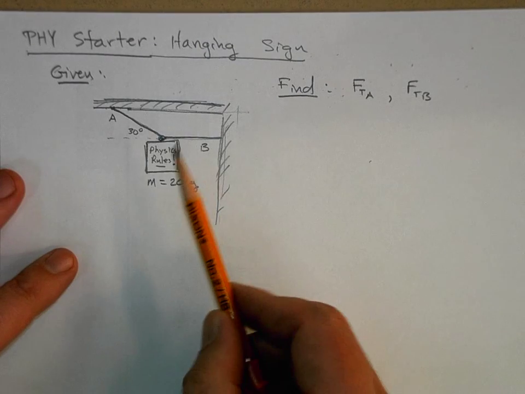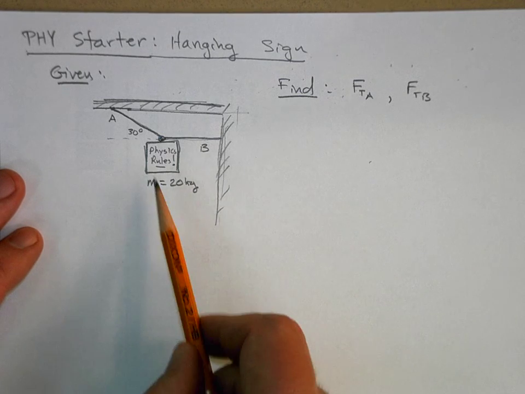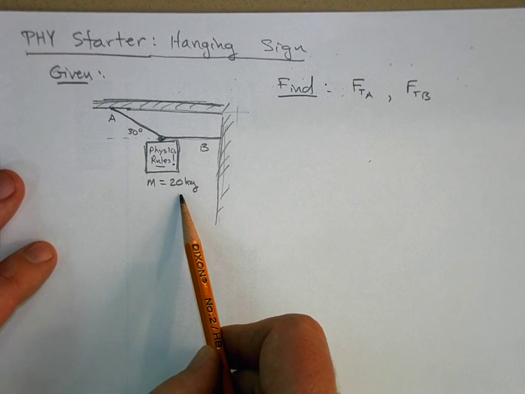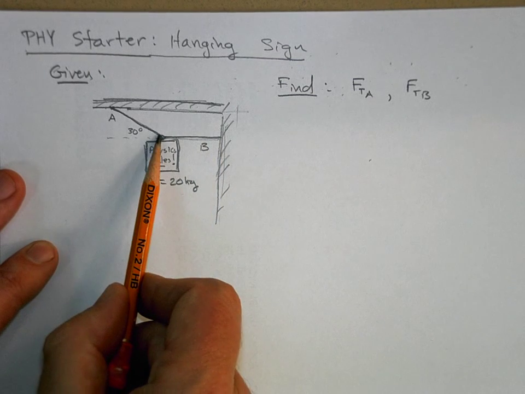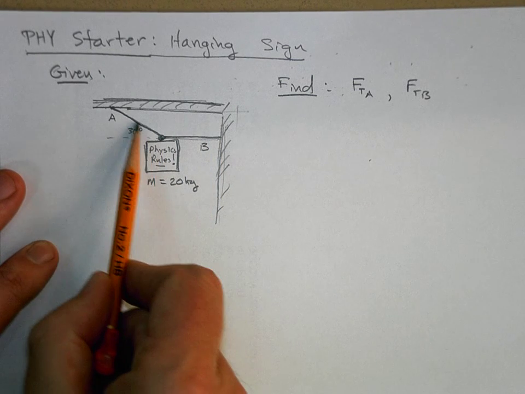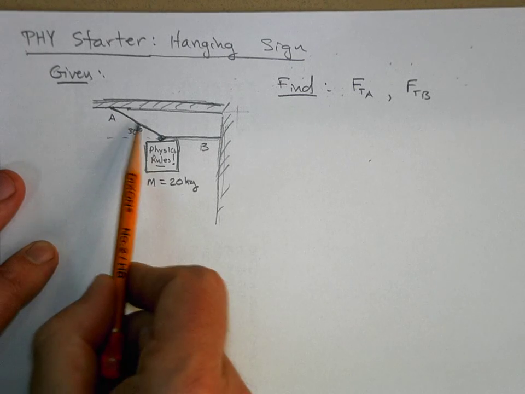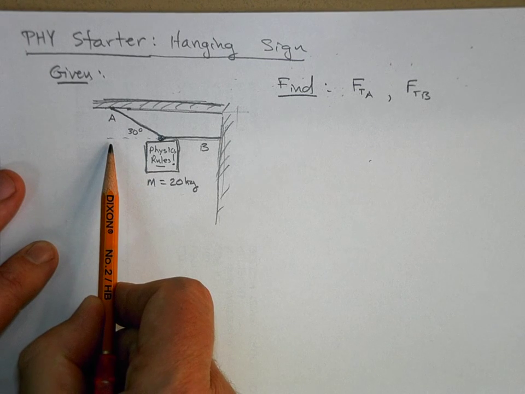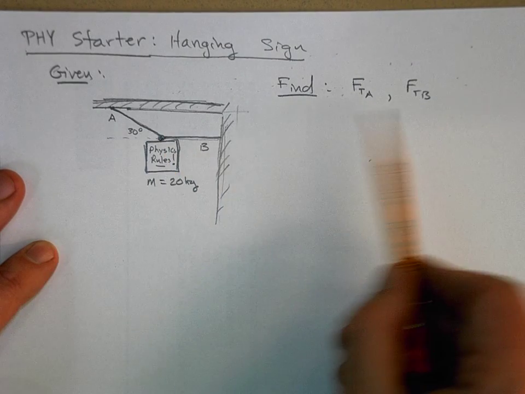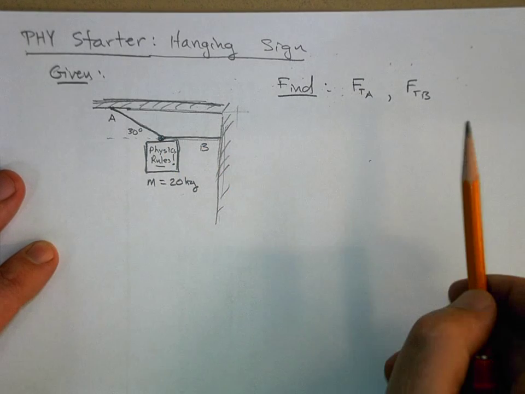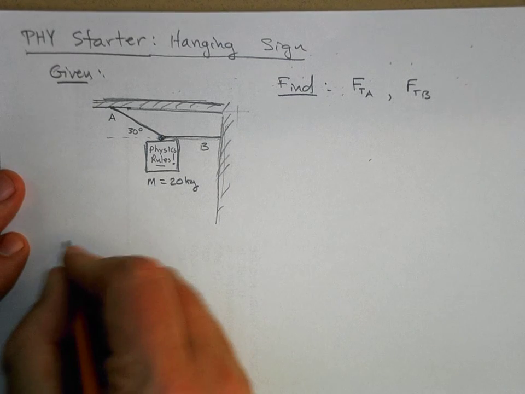We have a sign that's being hung by cables, and the sign has a mass of 20 kilograms. Here's a cable that's horizontal, and then here's a cable A that's up and to the left at a 30-degree angle, as shown here. What we want to find is, what is the tension force in cable B? So let's solve it. It's a very real-world problem.